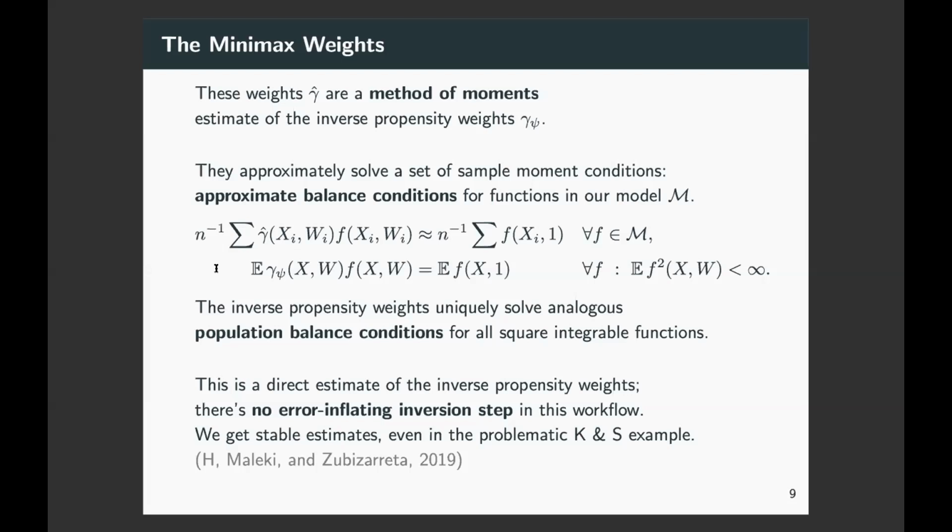So one of the nice properties of an estimate like this is it's a direct estimate of the inverse propensity weights. There's no error-inflating inversion step in this workflow. And as a result, we get pretty stable estimates, even in problematic examples like the King-Schafer problem.